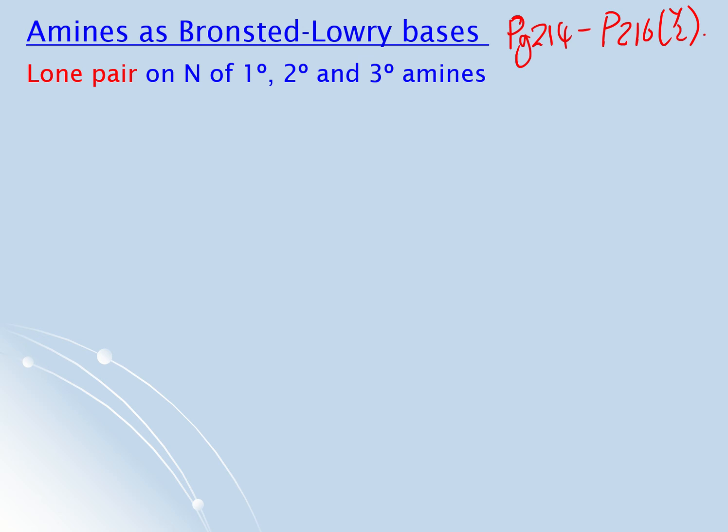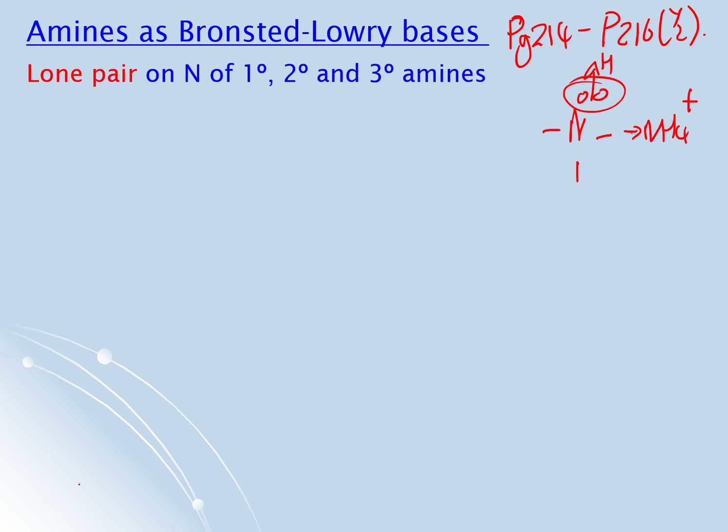So we need to be able to talk about the basic strength of amines, in other words how they behave as bases and how that basic strength differs between primary, secondary and tertiary amines. If we think about ammonia, something that we did right back at GCSE, ammonia behaves as a base because it can accept a proton to form an ammonium ion, and it does it via this lone pair of electrons on the nitrogen.